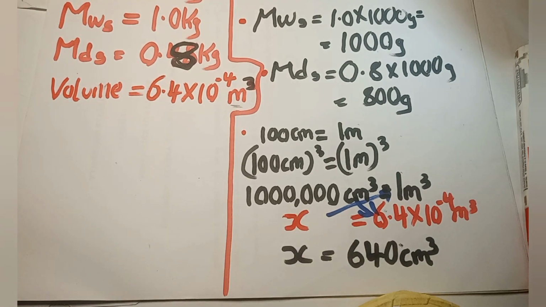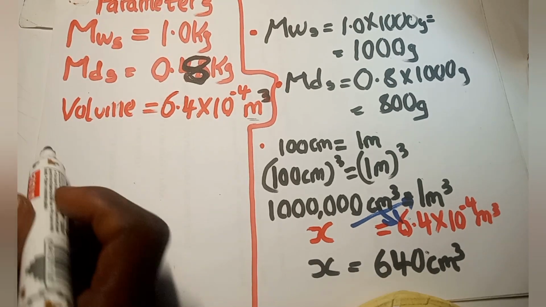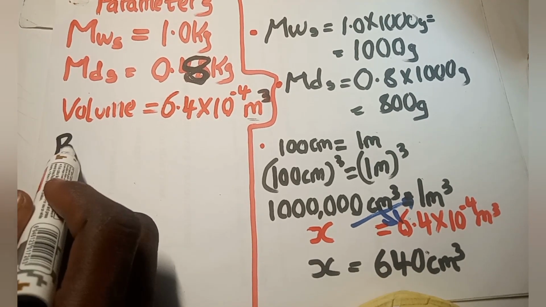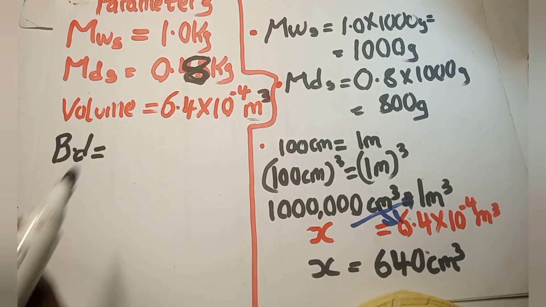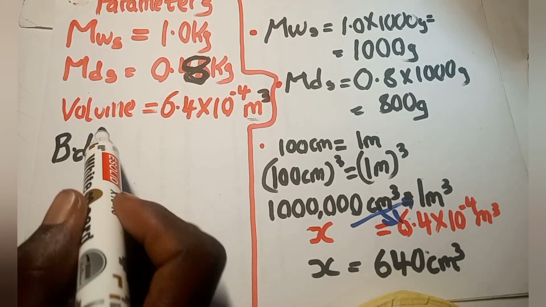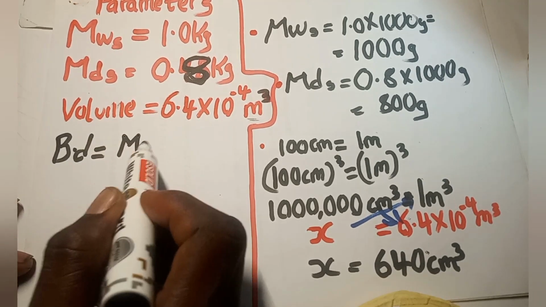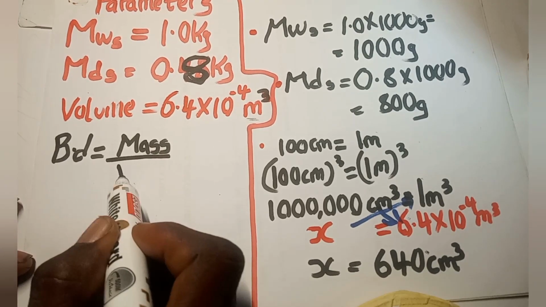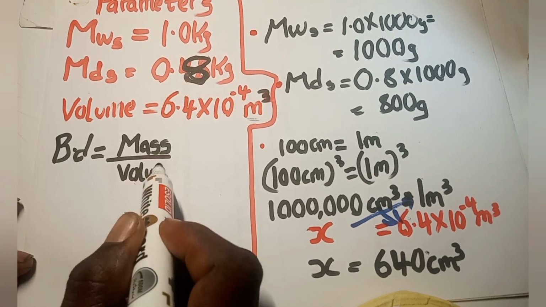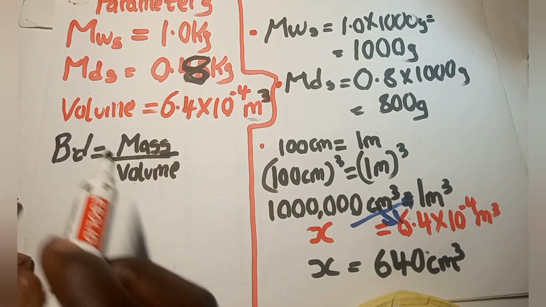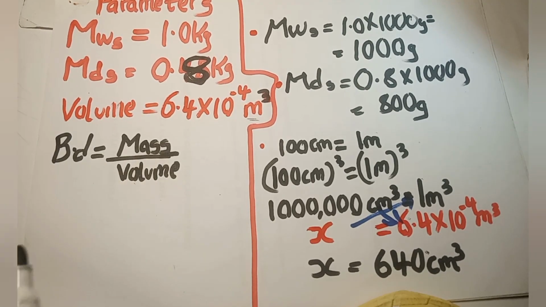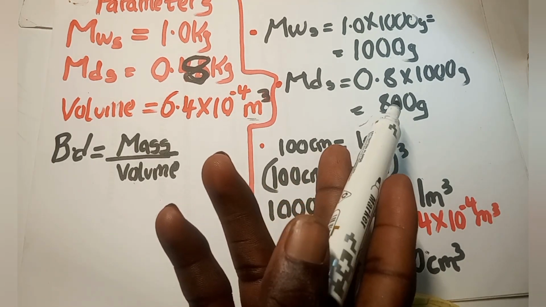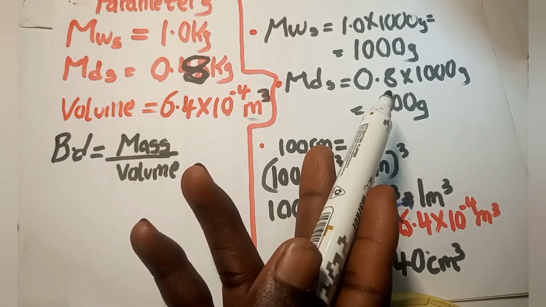So now let's proceed with our calculation. Don't forget that bulk density is what? Let me represent it as BD. Bulk density is equal to mass over total volume. So now, which of the mass are you going to use? You are going to be using the dry mass, which is 800 grams.